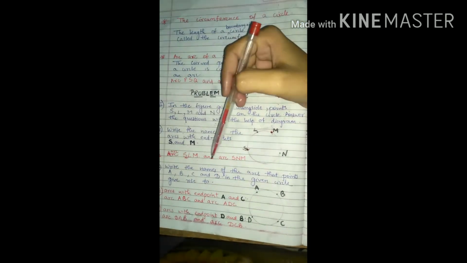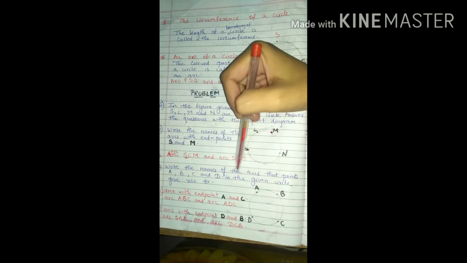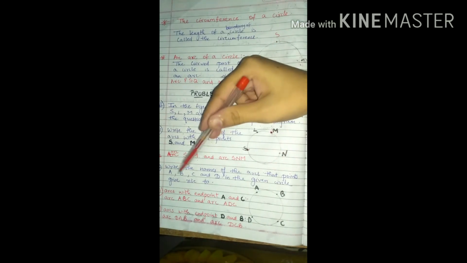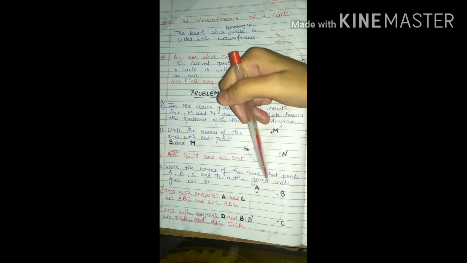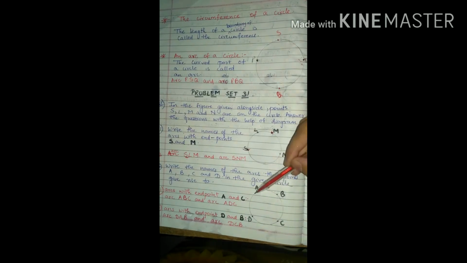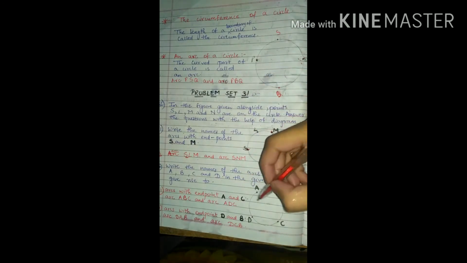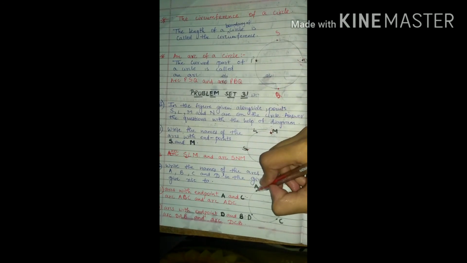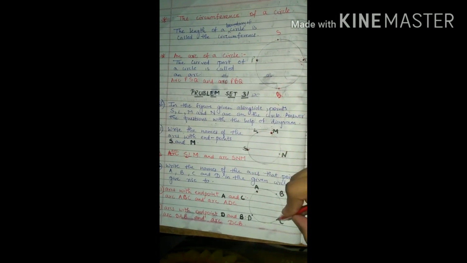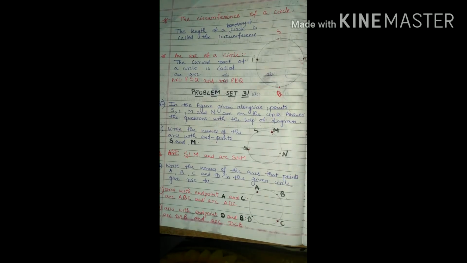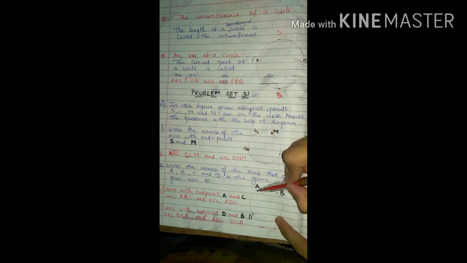Now see, let us see the second question. Write the names of the arcs that points A, B, C and D in the given circle give rise to. See, a circle is given with the points A, B, C and D. So how many arcs are formed? You have to write that. So arcs with the end points. If I take the end points as A and C, how many arcs are formed? See, these are the end points.